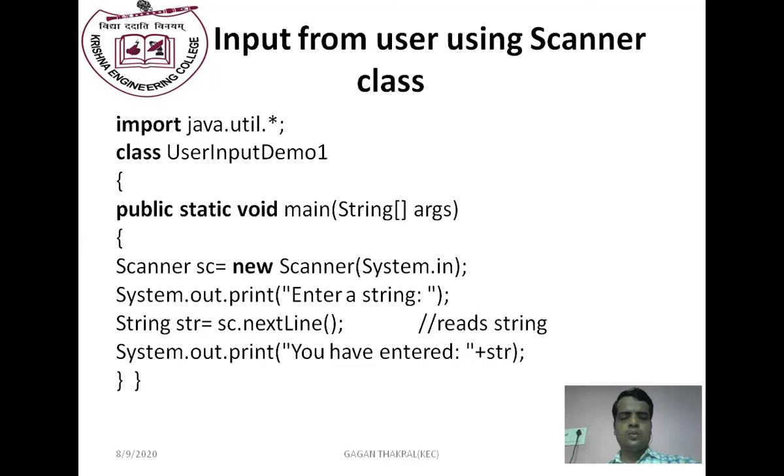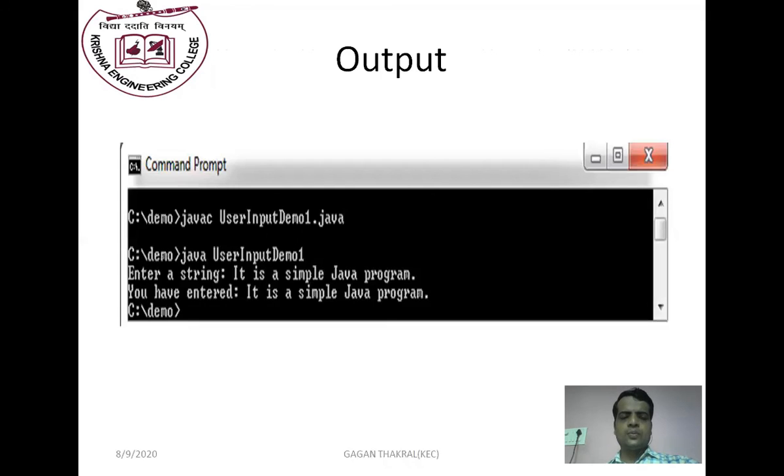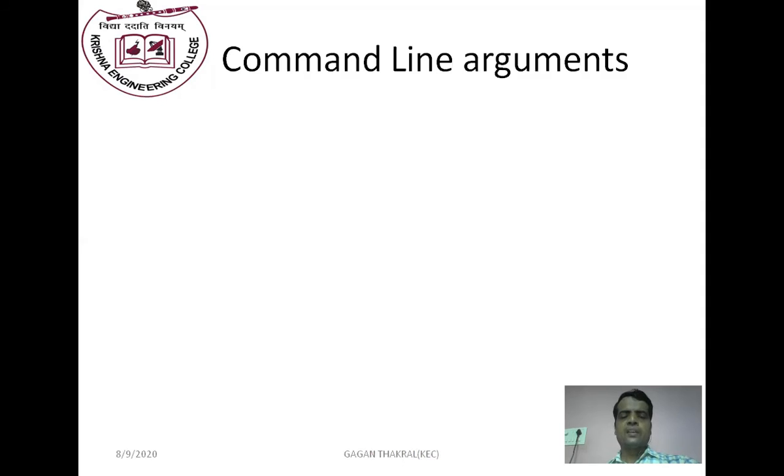And finally we close the definition of the main function, and finally we close the definition of our class. When we execute this program, it will ask us to enter a string, and we type it is a simple Java program, and it will display the output you have entered it is a simple Java program. So this program shows how to accept string type values from the keyboard.